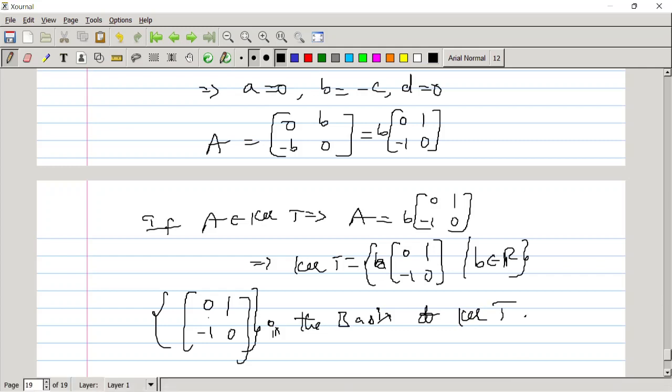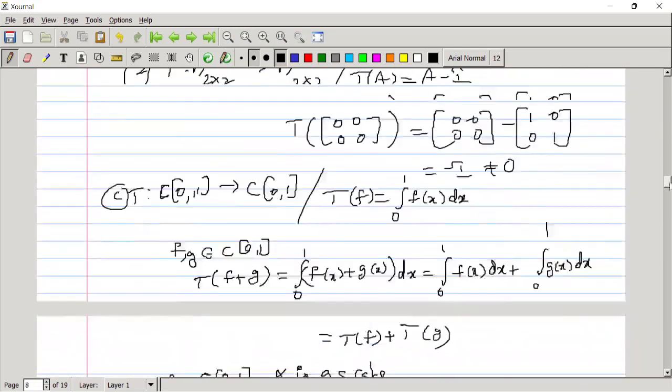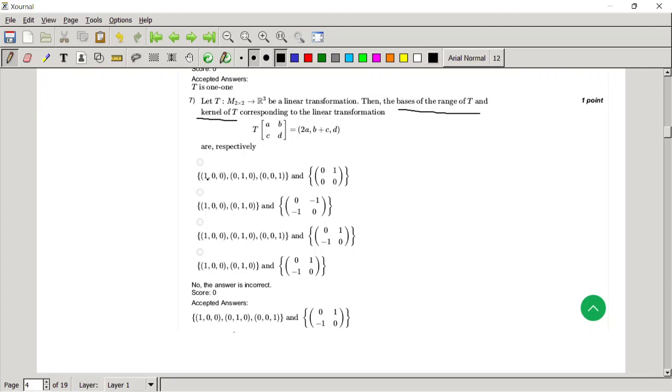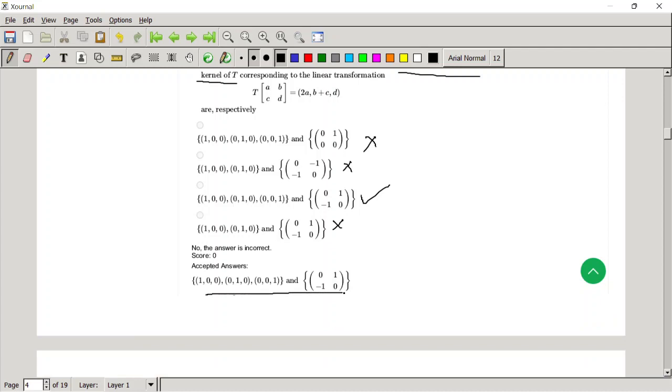From these two, let's see which option is correct. From range of T, we can say this set is a basis for range of T. And from kernel of T, we can remove this option. This is not the basis for kernel T, and this is the correct option. You can see that here. I think time is over. We'll stop here.